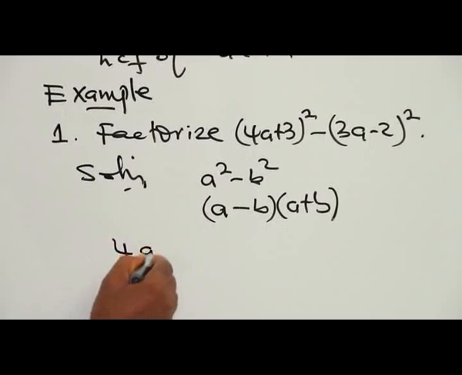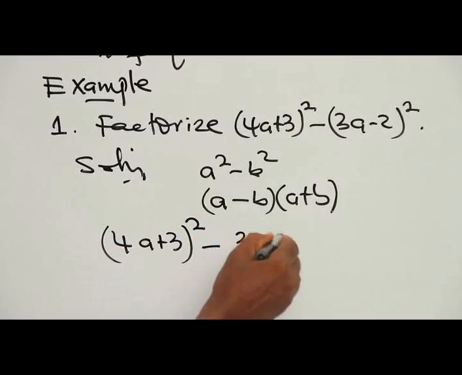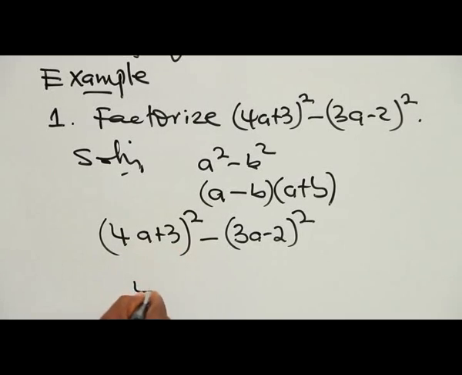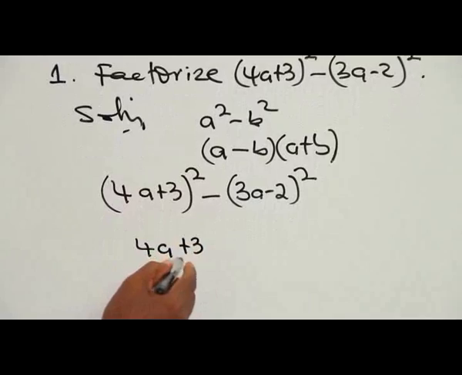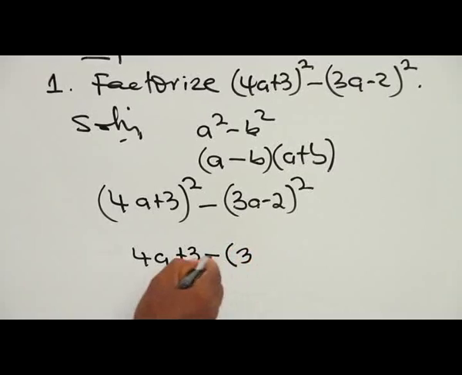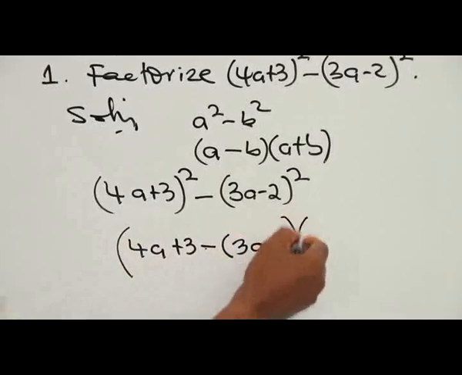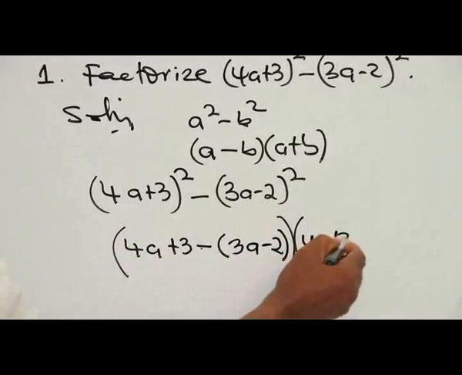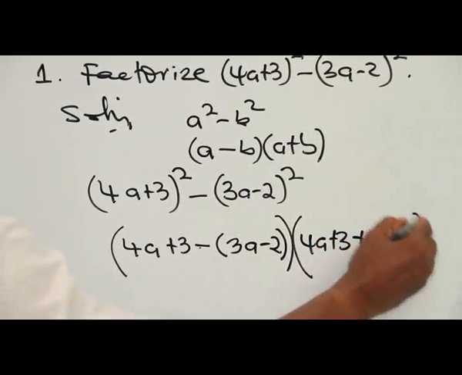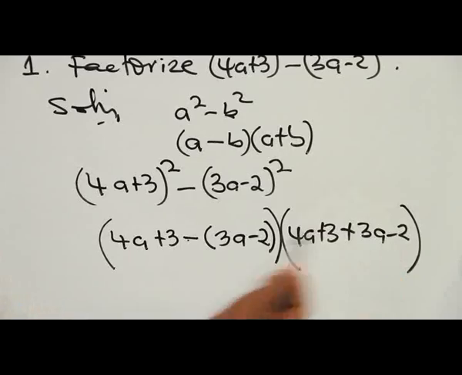So we now have 4a plus 3 all squared minus 3a minus 2 all squared. Taking this in bracket as your a, we will now write it as 4a plus 3. Then of course minus this other quantity as your b. Put it in bracket because of the minus sign here: 3a minus 2. Close this and then close the entire thing. Take it up again and write your 4a plus 3. This time plus this same quantity 3a minus 2. Close it. We may not need to open and close this bracket because the positive sign will not change any value there.